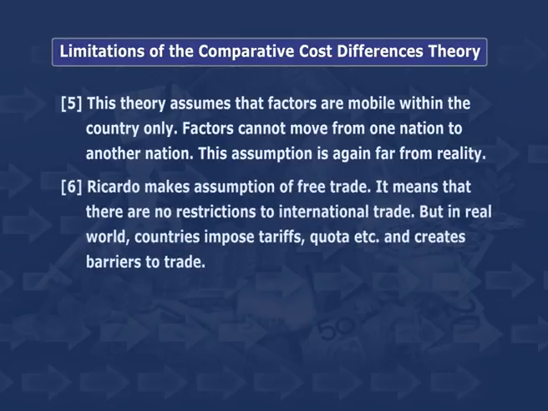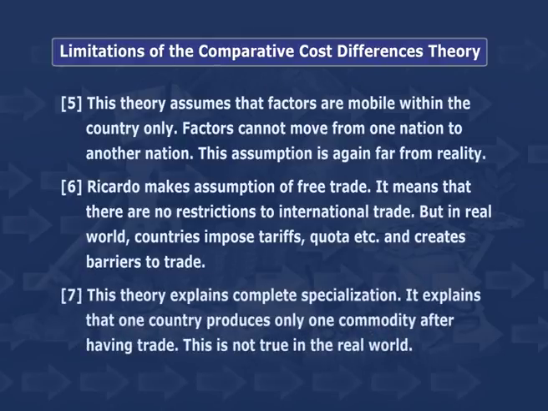The sixth limitation of the theory is that Ricardo makes assumption of free trade. It means that there are no restrictions to international trade, but in real world, countries impose tariffs, quotas, etc. and create barriers to international trade. The last and the seventh limitation of the theory is that this theory explains complete specialization. It explains that one country produces only one commodity after having trade. This is not true in the real world.